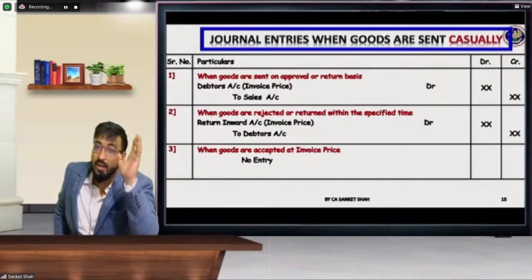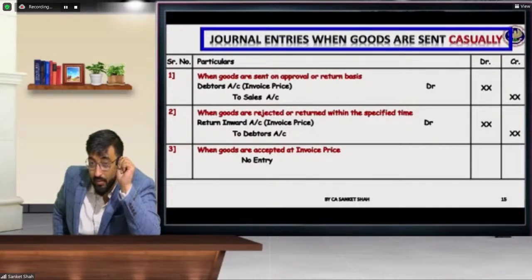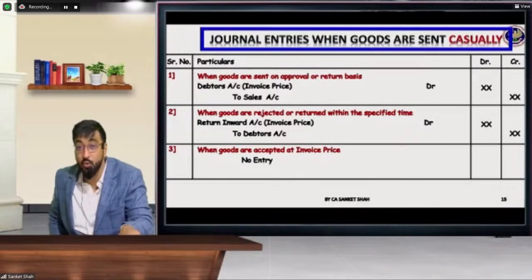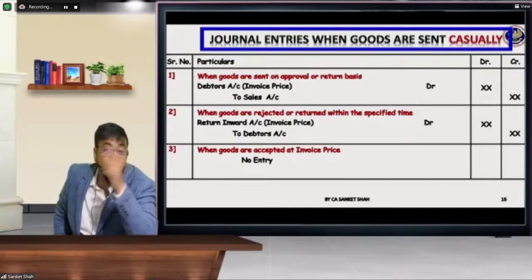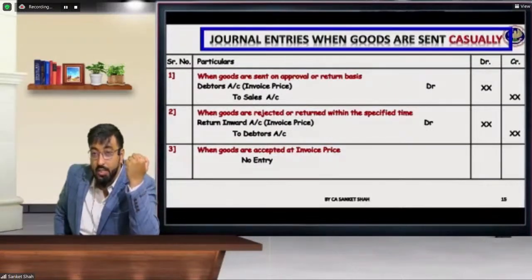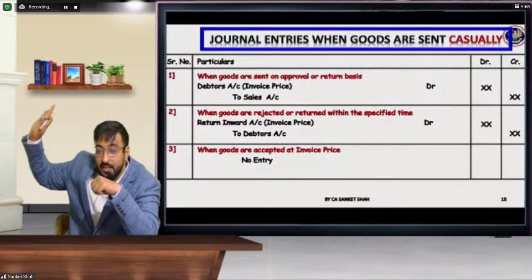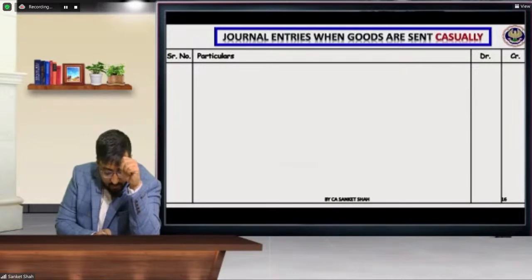Goods are already sent. When goods are sent at that time only we pass entry for sales. First entry: debtors to sales. Now in second situation, if they accepted, and we pass debtors account debit to sales again, we have passed entry 2 times. So entry you should pass 2 times or only 1 time? One time entry. So 1 time entry is already passed. Goods are accepted, no entry because entry is already passed. Easy che.